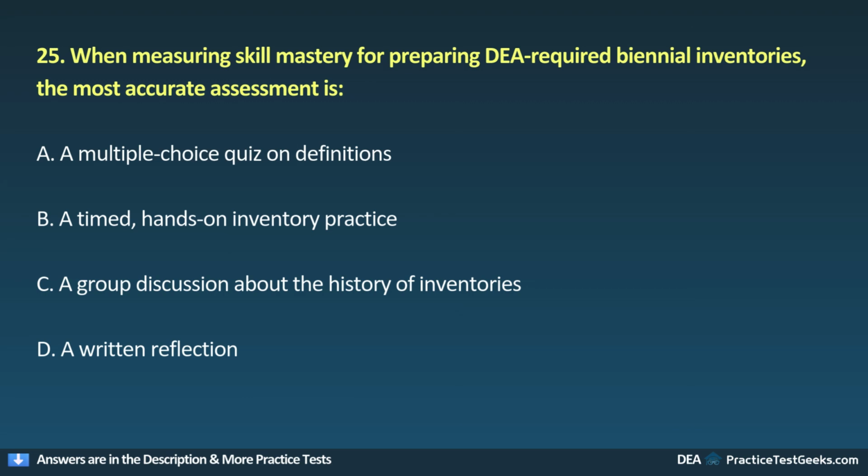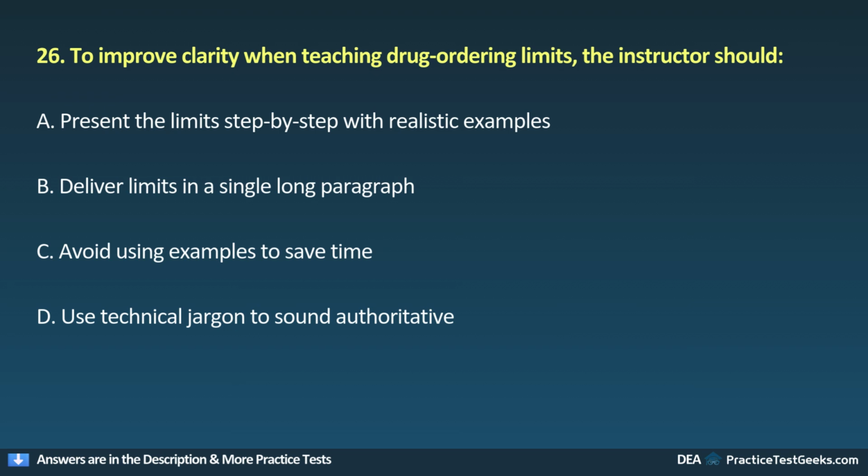25. When measuring skill mastery for preparing DEA required biennial inventories, the most accurate assessment is: A. A multiple choice quiz on definitions, B. A timed hands-on inventory practice, C. A group discussion about the history of inventories, D. A written reflection.